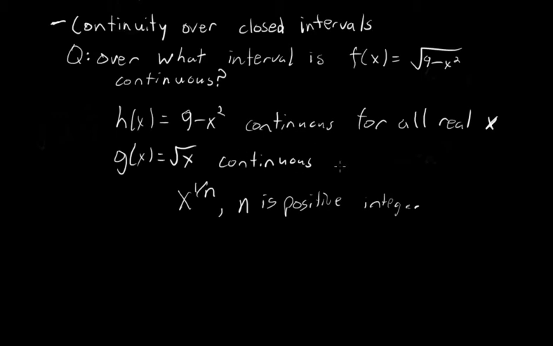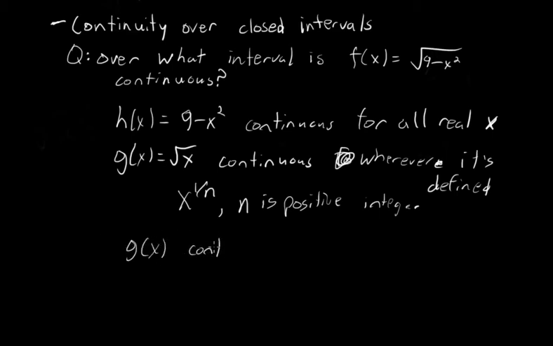So the square root of x is continuous wherever it's defined. But where is it defined? Well, this is an even root, so it's going to be defined for all values of x greater than or equal to 0. So we know that g of x is continuous when x is greater than or equal to 0.